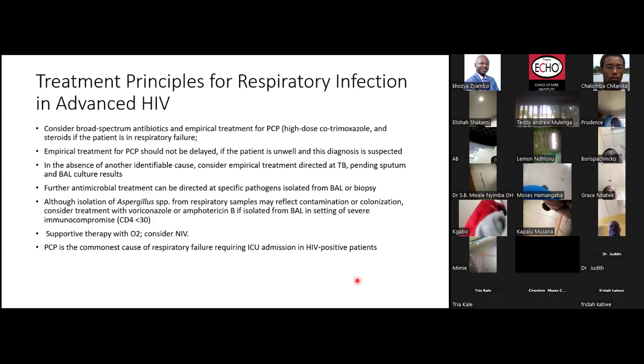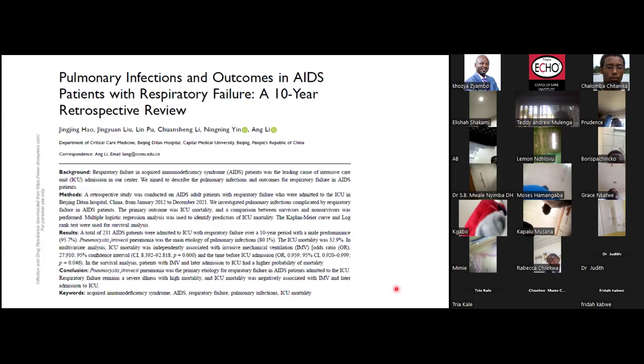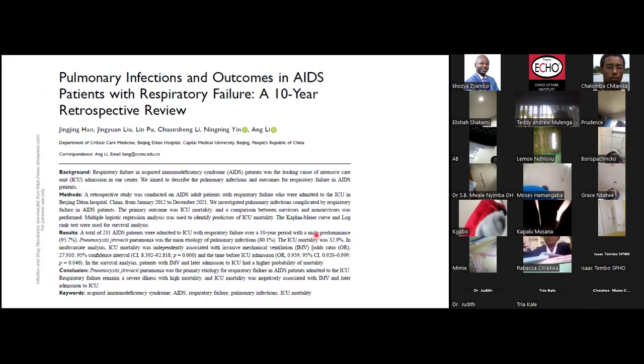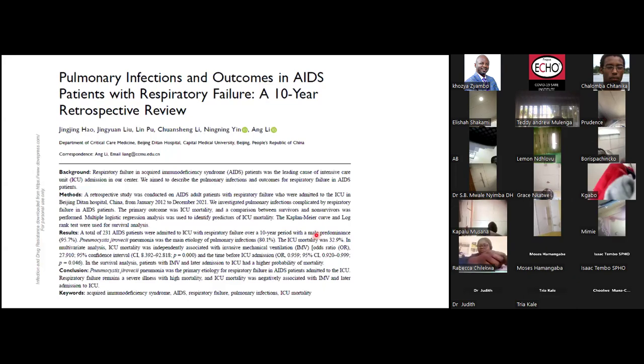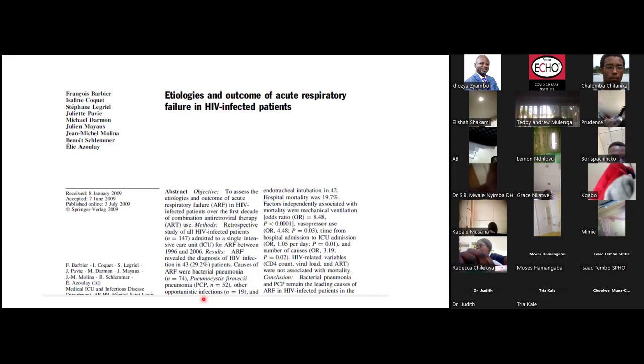So from the evidence that we have from across the world, the commonest cause of patients with advanced HIV going into the ICU for respiratory failure is pneumocystis pneumonia. This is a retrospective study. This is a Chinese study where they looked at a history of 10 years of the patients that were in the ICU, and they identified PCP as the number one cause of patients going into respiratory failure. This one was from the States. From the States, they identified PCP and bacterial pneumonias as the causes of patients going into respiratory failure.